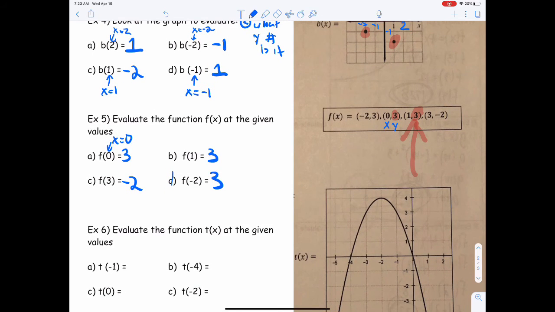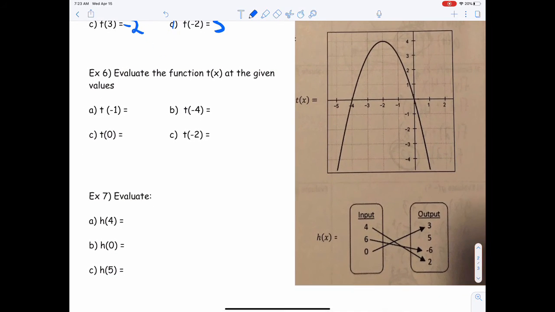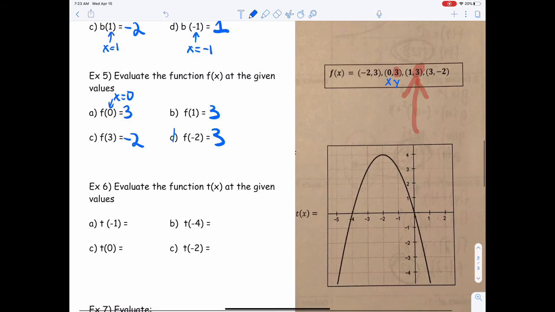All right. Example 6. Here we go. We got a graph again, so it's the same idea. Evaluate the function t of x at the given values. T of -1. So you're going to go to where x is -1. Because x equals -1, that's right here. You're going to follow it up till you hit a point. And what y number is that? 3. These definitely take a little bit to get used to, but you should get it eventually.